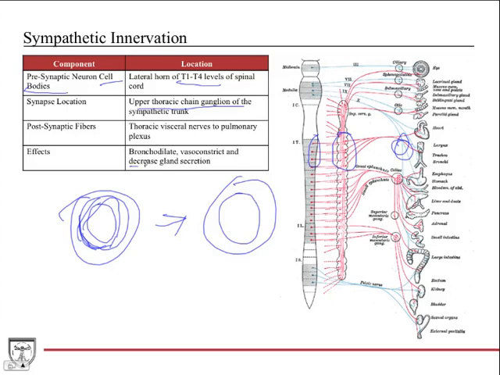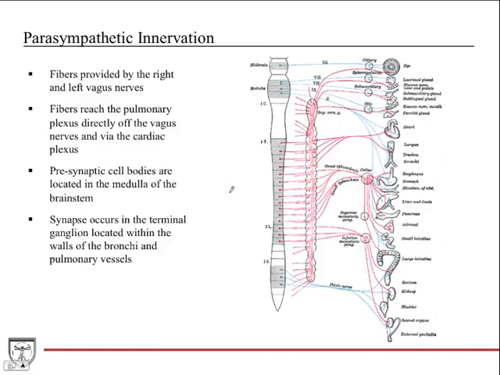Vasoconstrict, and then they decrease gland secretion. The reason you want to decrease gland secretion is that you have these glands near the epithelium, and they secrete mucus that plugs up the lumen of the airway. So you want to decrease secretion. You don't want a bunch of secretions plugging things up. You want this airway as open as possible when you're in the sympathetic state.